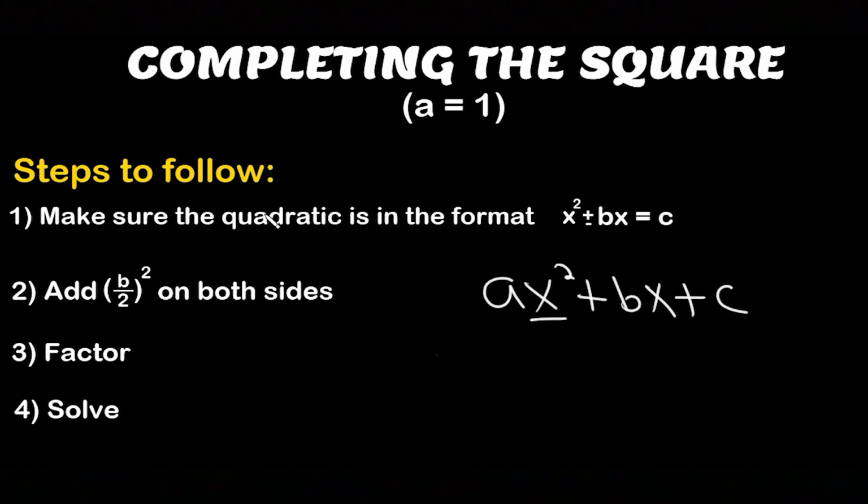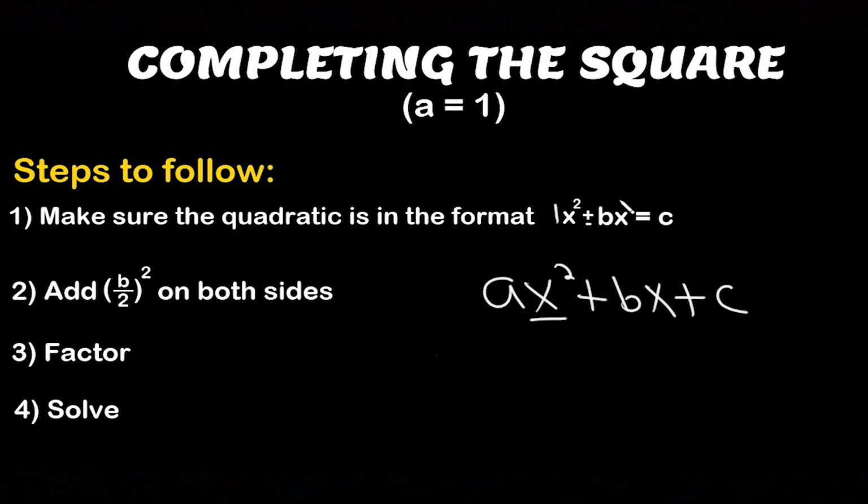Now, there's some steps you have to follow when completing the square. I listed out 4 steps that you want to follow. Follow these in order and you should have no problem doing these problems. Step 1 says make sure the quadratic is in the format x squared plus or minus bx equal to c. So this plus or minus here is just indicating that that bx term could be either positive or negative. It doesn't matter, okay?